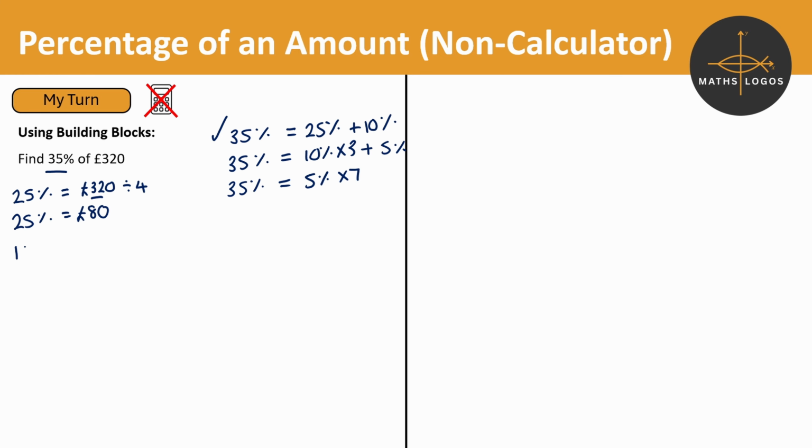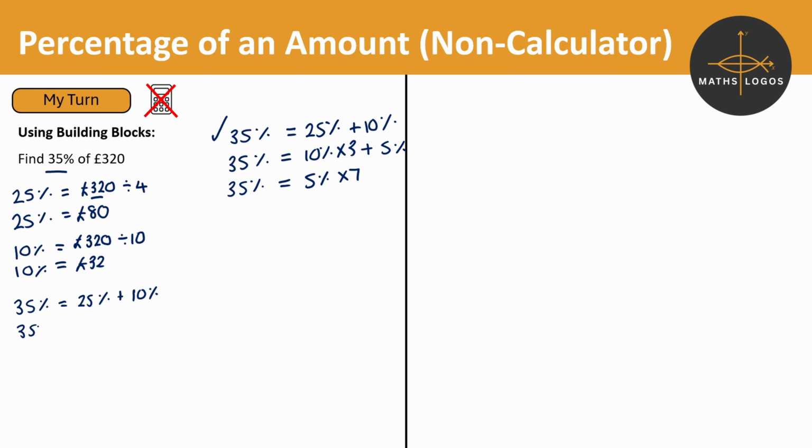Then we'll look at 10%. So remember, we divide by 10 to get 10%. So take your £320, divide it by 10, and that gives you £32. So 10% is £32. Then what I can say is that 35% is equal to 25%, add 10%.